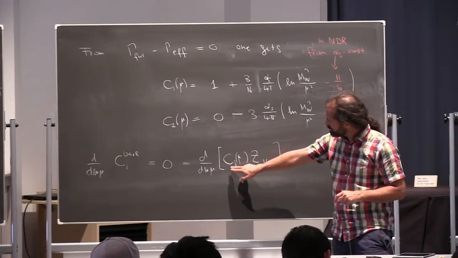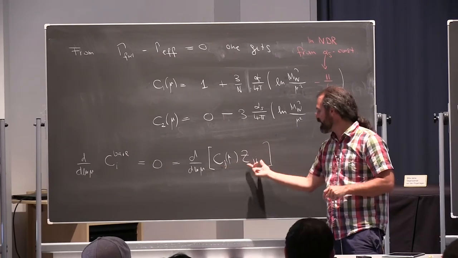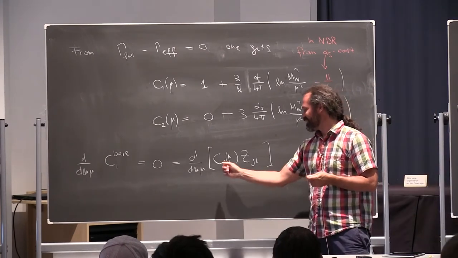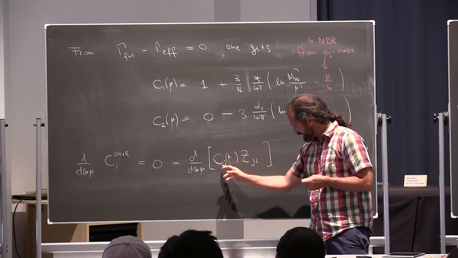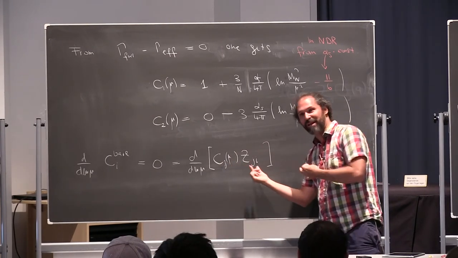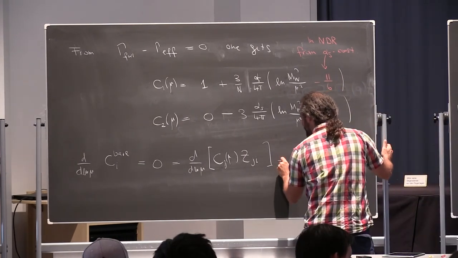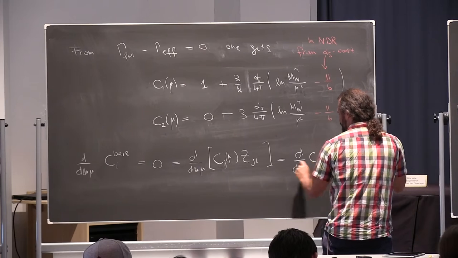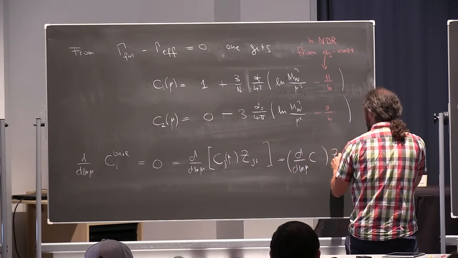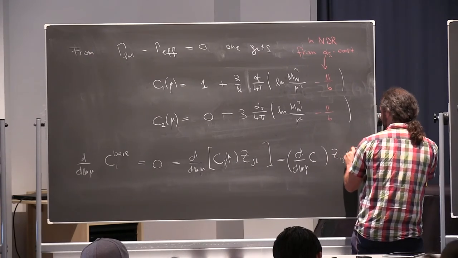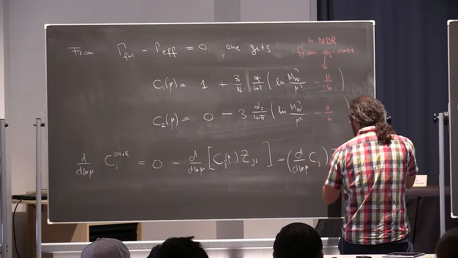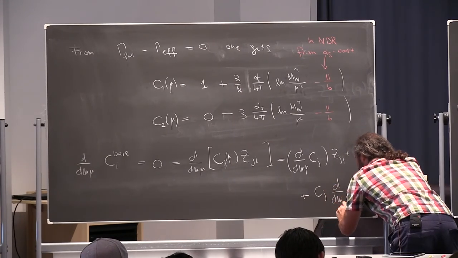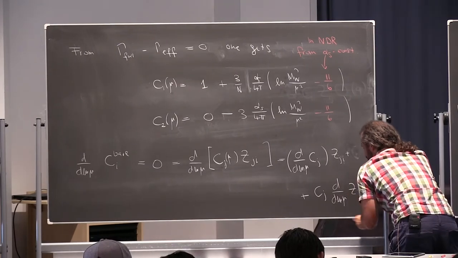And now we see that the scale dependence of these C's will be real. It's a bit unfortunate that everything is called C, and presumably with my accent, everything sounds the same. So the scale dependence of the C coefficients has to cancel against the scale dependence of the Z factor. So by the product rule, you get d/d log mu of the C_j times Z_ji plus C_j times d/d log mu of Z_ji has to be 0.